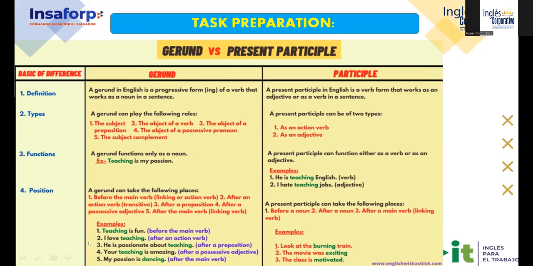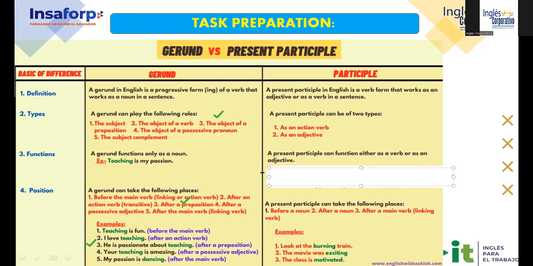So we have number three, gerund. So let's go back to gerund. He's passionate about teaching. So look at this, this is number three, the object of a preposition, after a preposition. Tenemos lo mismo, miren. The object of a preposition or after a preposition. He's passionate about teaching. So we have some prepositions. After prepositions, we're going to use a gerund, okay?